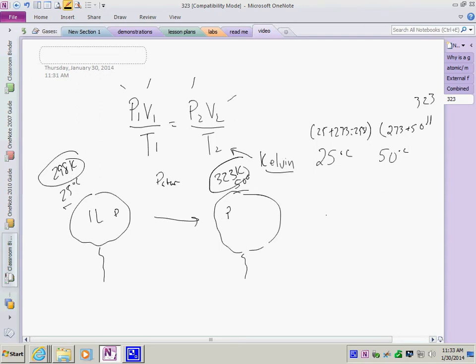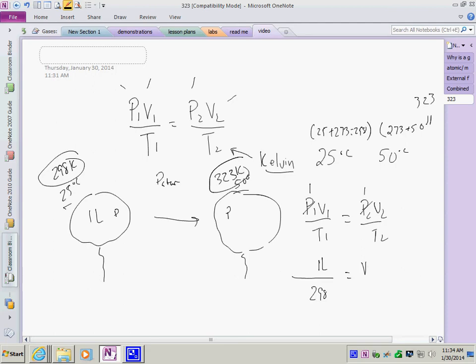So let's set the mathematics up. P1 V1 over T1 equals P2 V2 over T2. Now I'll tell you, pressure is not changing. A lot of times the problem just won't discuss it. The pressure is the same on both sides. You could put 1 in here if you want, and it'll just cancel out. The volume initial, 1 liter. Temperature initial, 298 equals the volume 2.